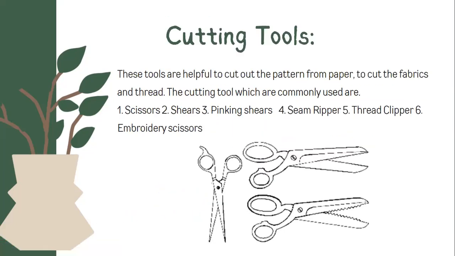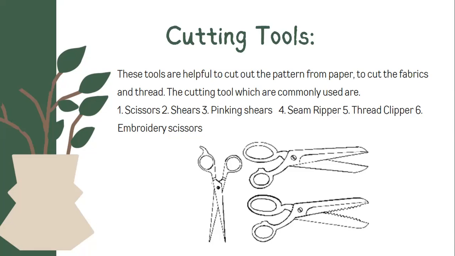Now the next step is you cut the garment, after you have marked it, after you prepare the draft or the pattern and mark it on the fabric. Next you have to cut the fabric, so you need different types of cutting tools. First is the scissors, then shears, different types of shears, that is normal shears or pinking shears, seam ripper, thread clipper, embroidery scissors.